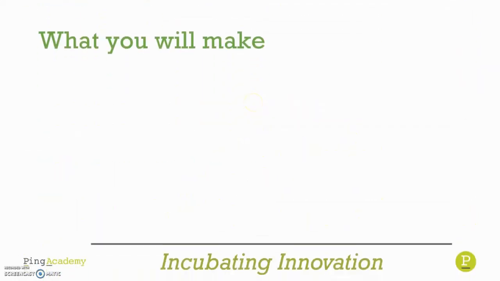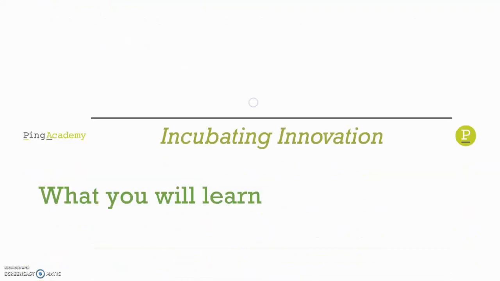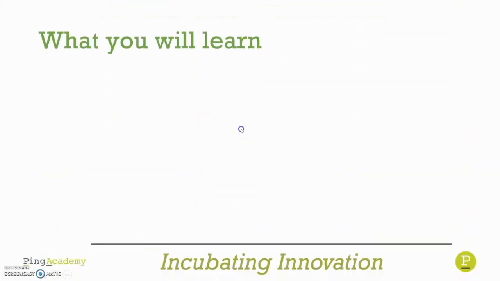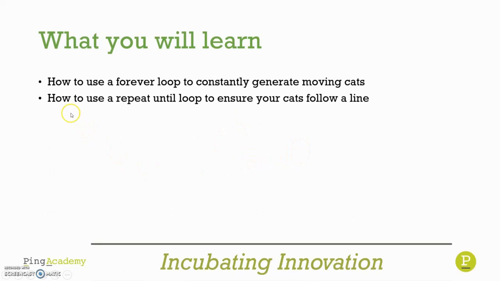What you will make: you'll click and drag with the mouse to draw a line with the pencil. Your goal is to stop the cats from falling into holes by creating a safe path to the exit. What you will learn: how to use a forever loop to constantly generate moving cats, and how to use repeat until loops to ensure your cats follow a line. So let's show you the finished project.